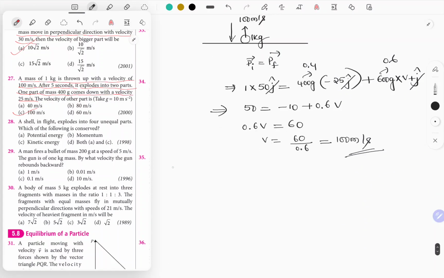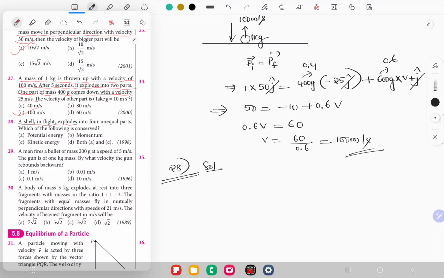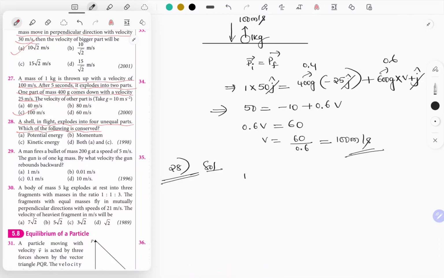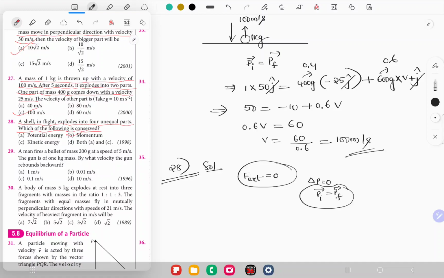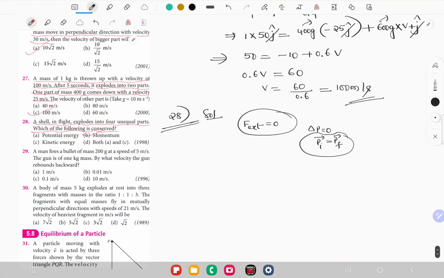Next, question number 28. A shell in flight explodes into 4 unequal parts. Which of the following is conserved? Obviously momentum is conserved. Because it is exploding, is it because of internal force or external force? Internal force. So external force is equal to 0. So change in momentum is equal to 0, nothing but initial momentum is equal to final momentum. Super. So momentum is conserved. Next, which option is correct? Option B is correct. 28. Next, 29.